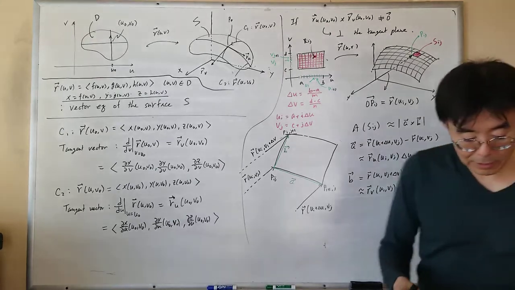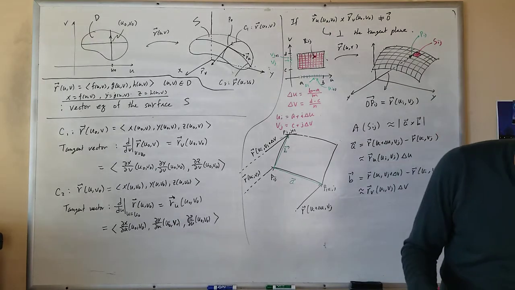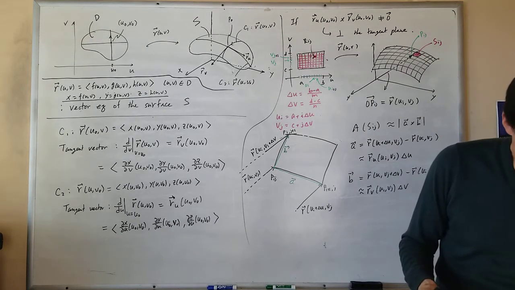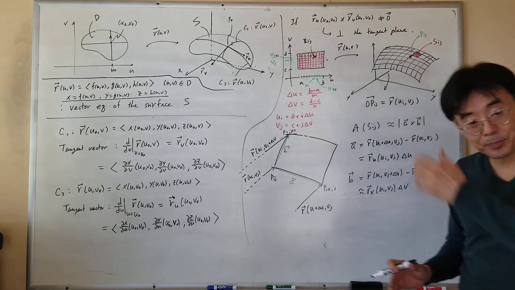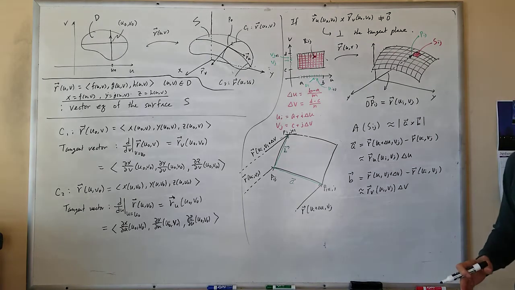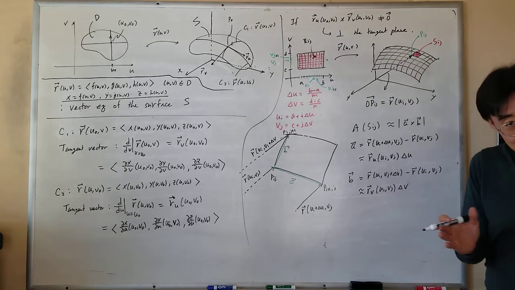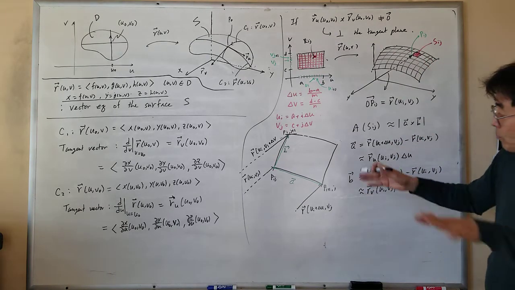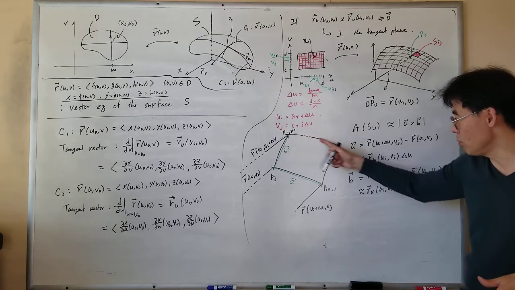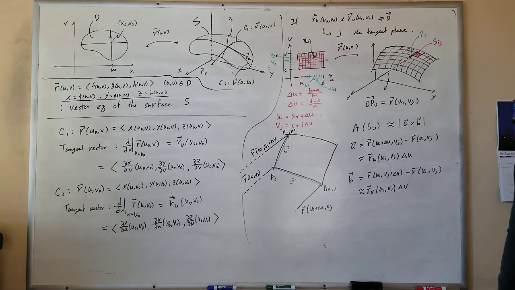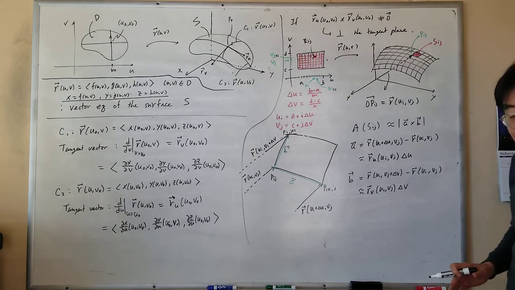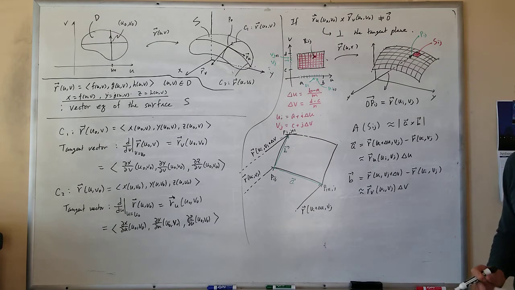Okay, so you can take a look at figure 3 on page 869. Of course, it was exaggerated, right? Your ijth patch will be really, really small. So after you magnify it, this will be almost straight lines and almost a parallelogram. The picture here was exaggerated, with delta u and delta v not as small.